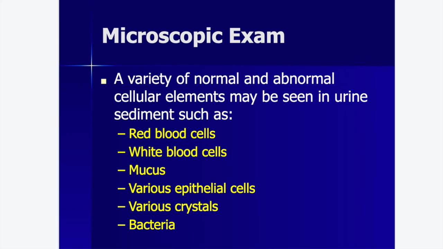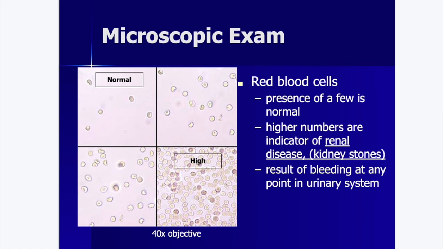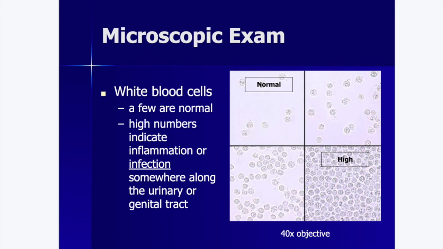Some normal and abnormal cellular elements that we could see in sediment would include red and white blood cells, which we shouldn't find, mucus, epithelial cells, which are skin cells, different crystals, and bacteria. So here we found red blood cells. A few is normal, like finding just a few like this, but you should not be seeing lots like we have here. That is an indicator of renal disease, kidney stones possibly, and can be a result of bleeding at a certain point in the urinary system or the urinary tract. For white blood cells, again, a few are normal, but a high number would indicate either inflammation or infection somewhere in the urinary or genital tract.